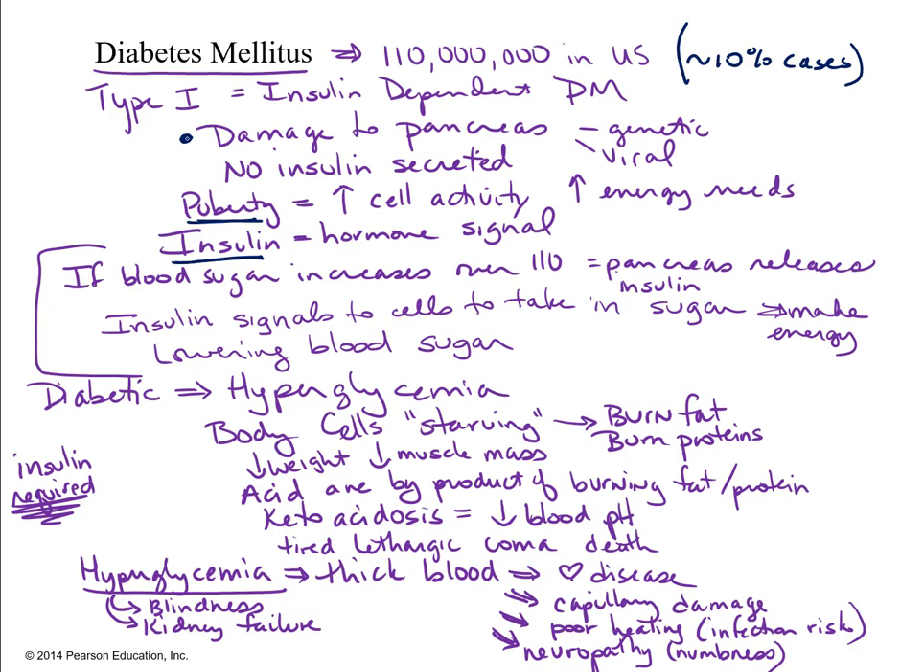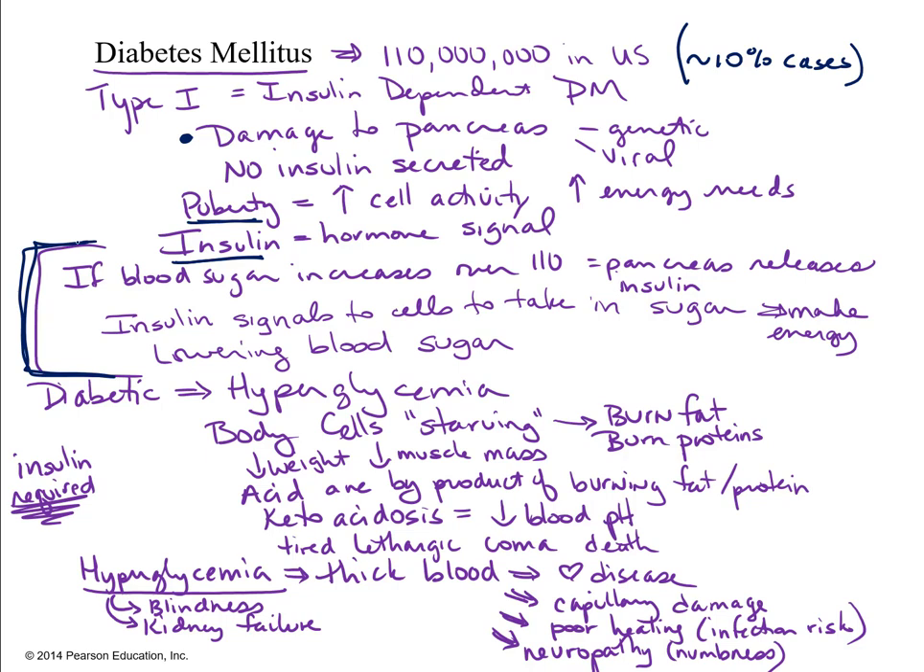No insulin means that your body cells can't pick up blood sugar. So blood sugar begins to go over 110. Normally, that would be a signal. Pancreas releases insulin. Insulin is the signal. Body cells take in sugar. Everything comes back down to normal. So this is what happens under normal circumstances.